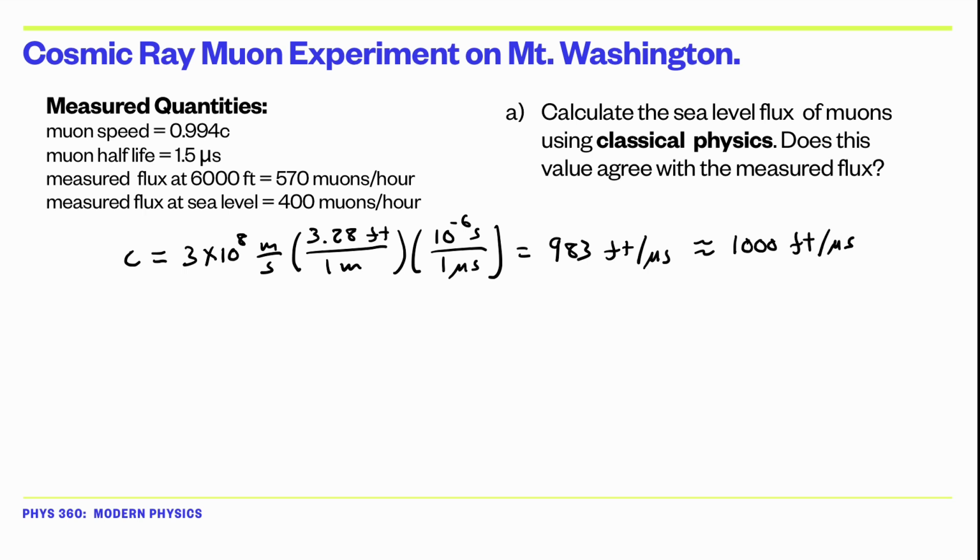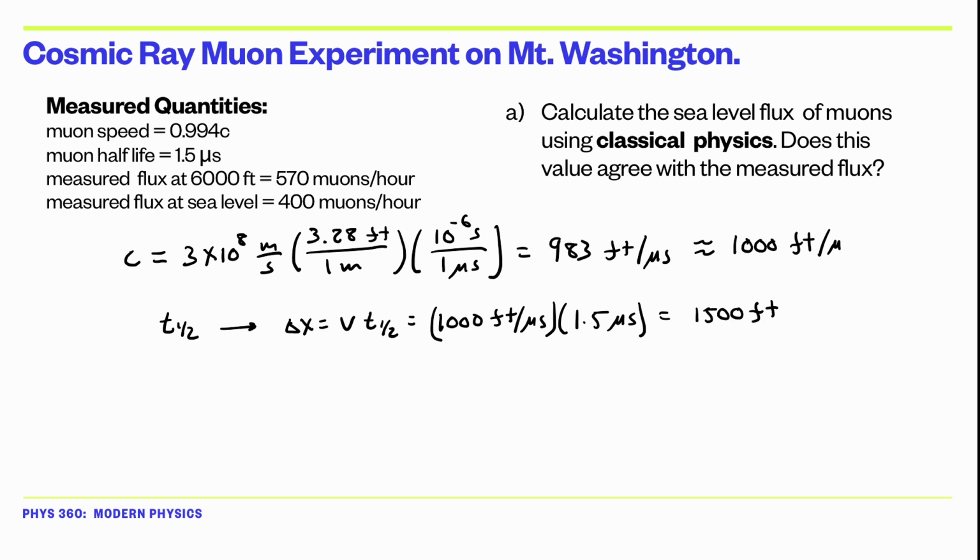We want to calculate the flux of muons at sea level. We'll use the fact that every half-life corresponds to a reduction of flux by 1/2. Thus, after 1.5 microseconds, which is the half-life of the muons, they will have traveled approximately 1,500 feet. After this distance, the flux of muons will have been reduced by approximately 1/2.